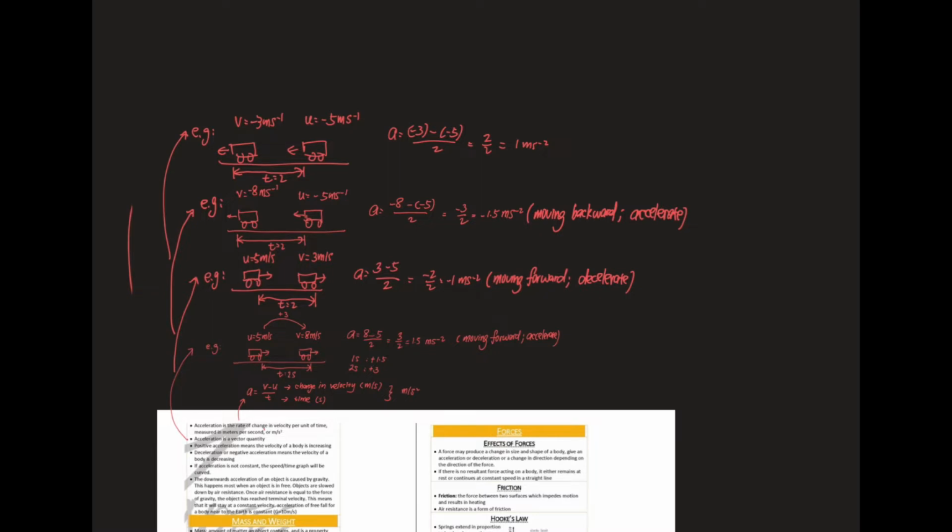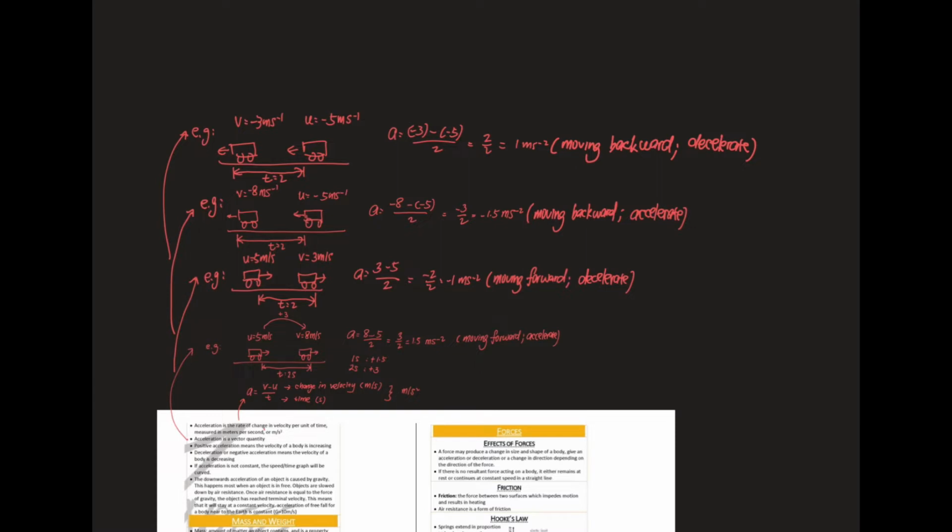If you look at our situation here, obviously this is slowing down from 5 to 3. It is slowing down. Okay, so this is moving backward and decelerate. End up with a positive answer. Okay, so 4 situations to cover all scenarios.